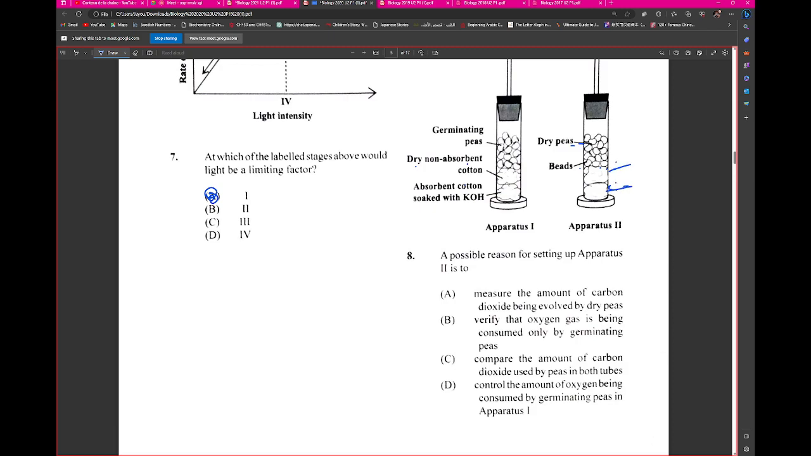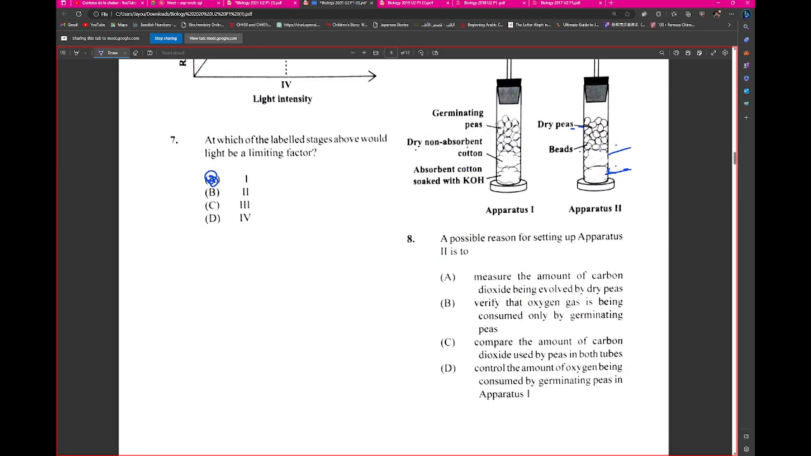But what would be the reason for setting up our apparatus 2? So here we have germinating peas and dry peas. It's used as a control. Why would you say that? Why would you say it's a control? To measure the errors in the environment or something like that. Or the fluctuation. Okay, it would be something around that purpose of it.